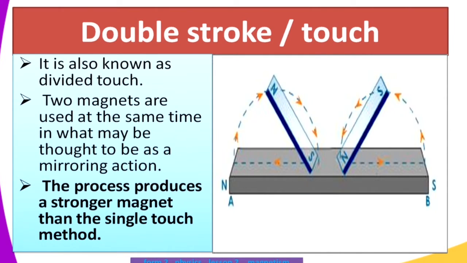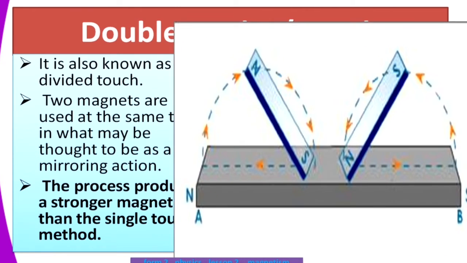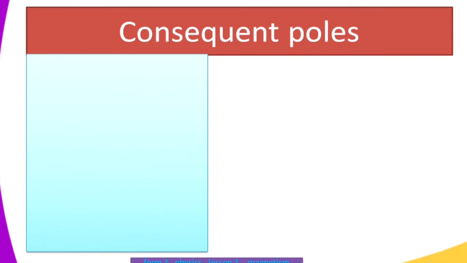Now this method is very interesting because if you magnetize a magnetic material using this method, it can give you a magnetic material that has two identical poles at the end. A magnetic material that has two identical poles at the end acquires a special name. And what's the name of it? It acquires poles called consequent poles. So we have just noted one thing, that double touch will give you poles that are consequent in nature. So what are the consequent poles?